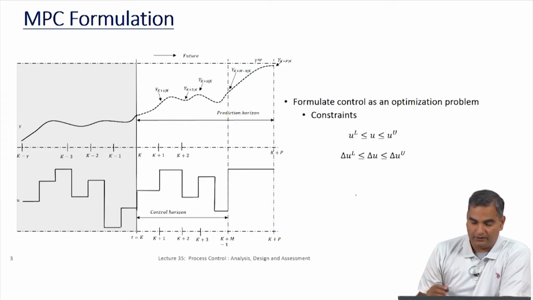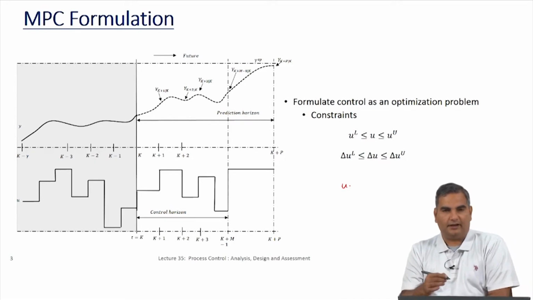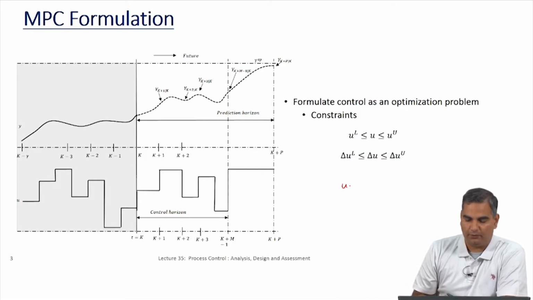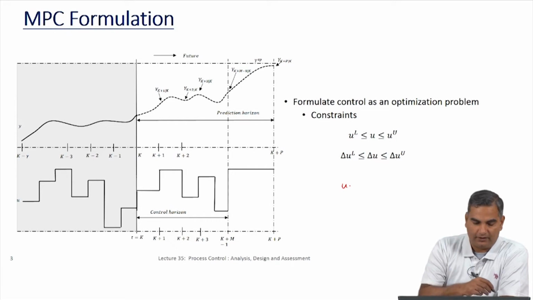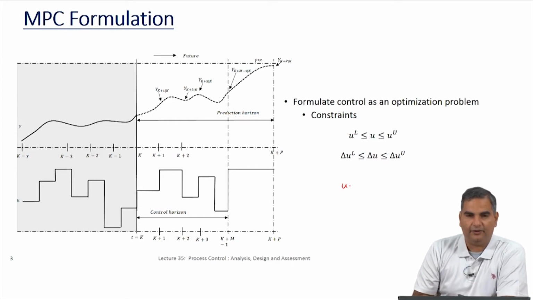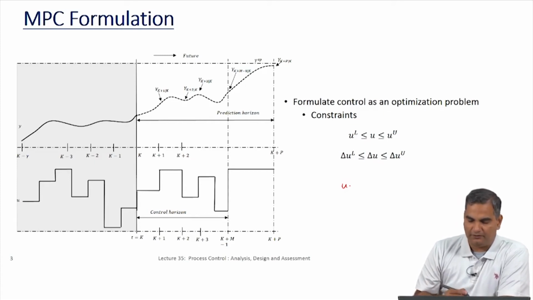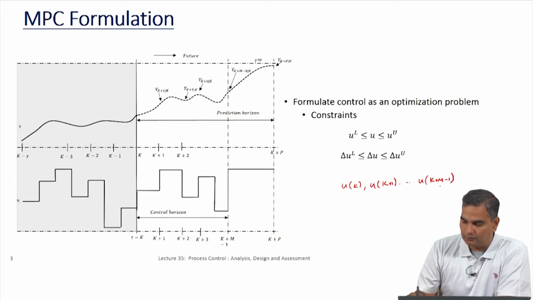Remember, we are still talking about a single input single output control, so there is only one u. But since there are many control moves that I am going to make, I am going to make this formulation identify the values that I should keep for this input variable at different times. I am going to think of each of them as a variable. So, the variables that I have, which I will come back to in the next slide, are u of k plus 1 all the way up to u of k plus m minus 1.